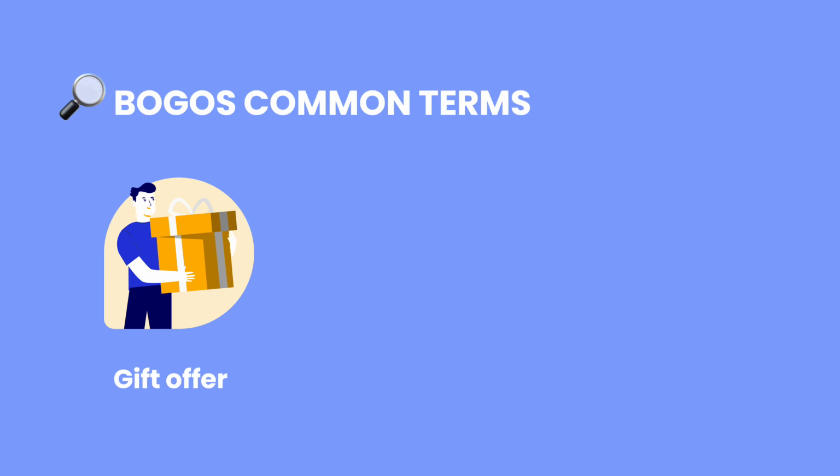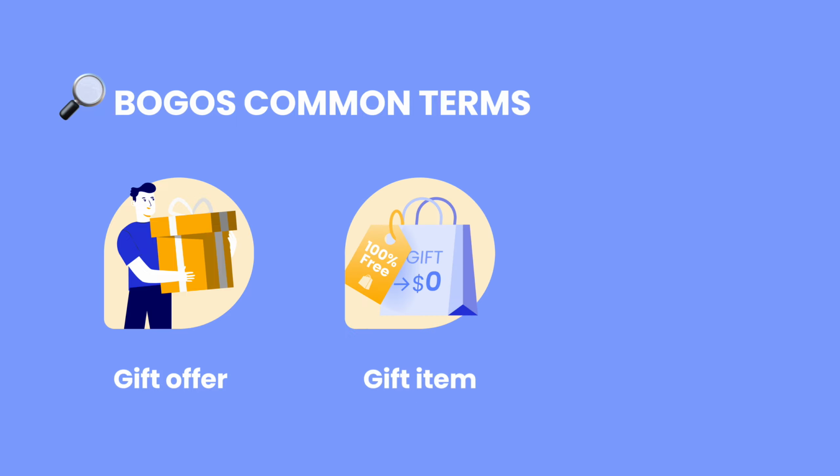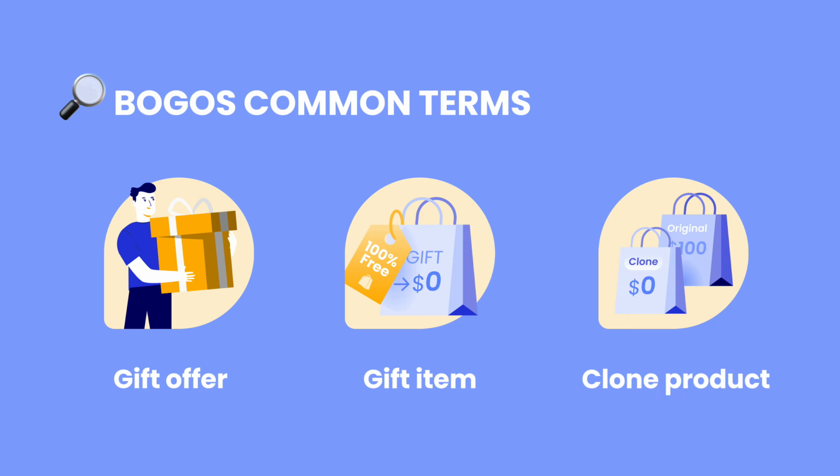Offer or gift offer. This is a sales campaign you create using the app to give gifts or discounts to your customers. Gift item or gift product. This is the treat you give your customers when they meet the conditions of your offer. It might be a free product or a product at a discount, but either way, we'll call it a gift. Clone product. This is the product that BOGOS app creates in your Shopify admin. I'll explain more about how this works when we talk about gift logic mechanisms.